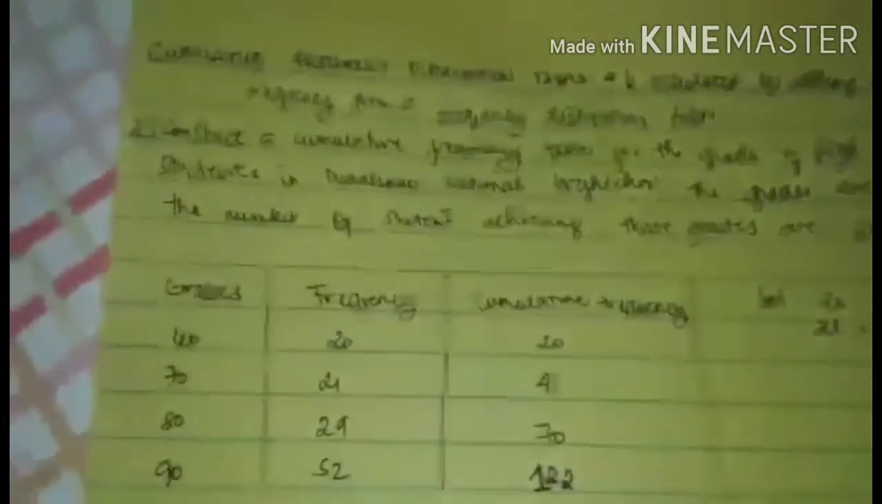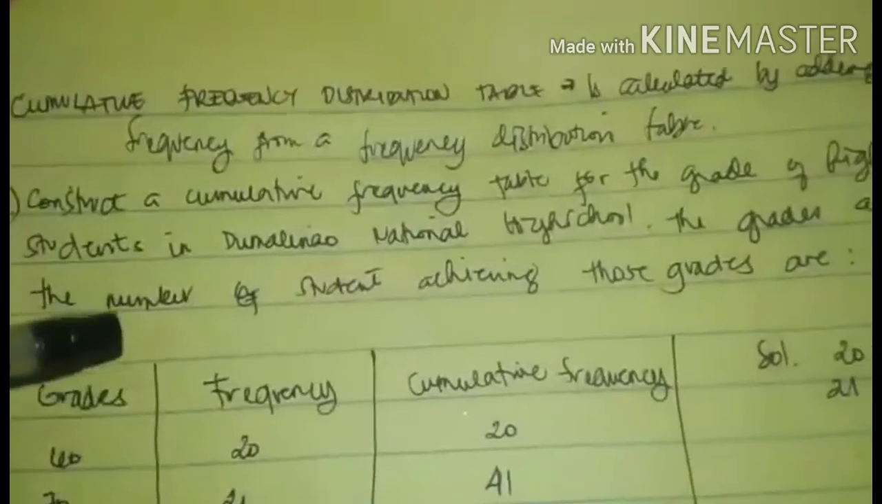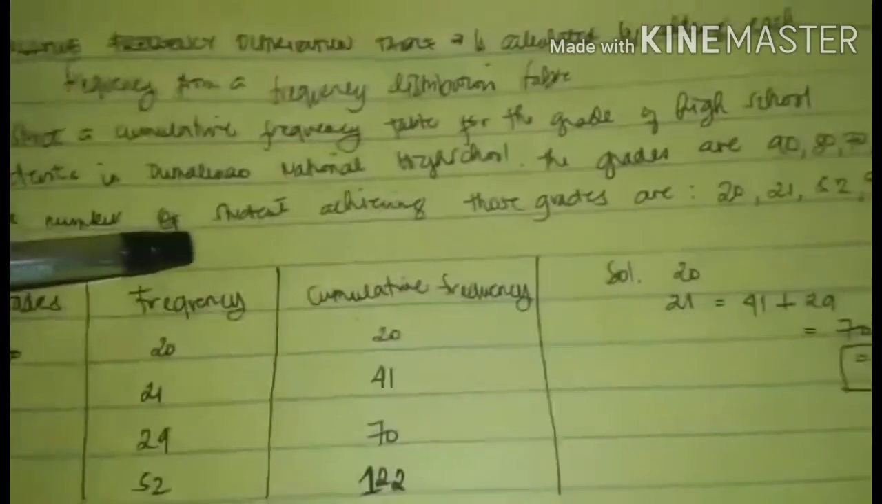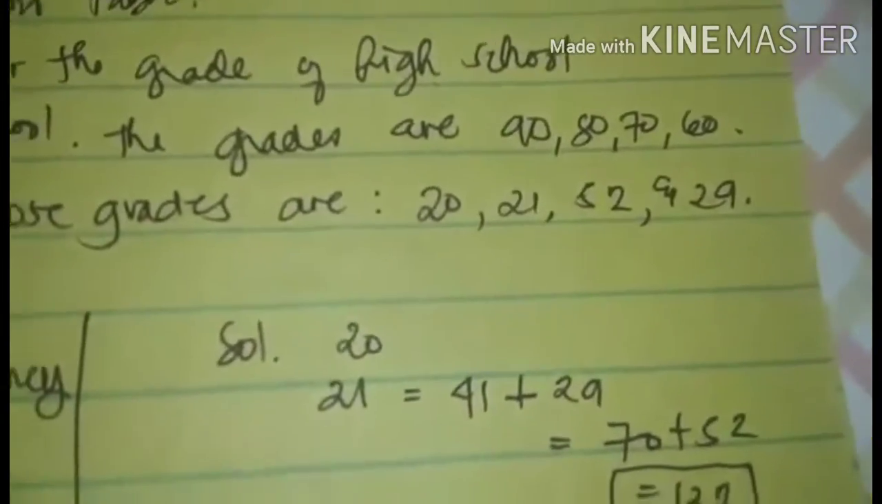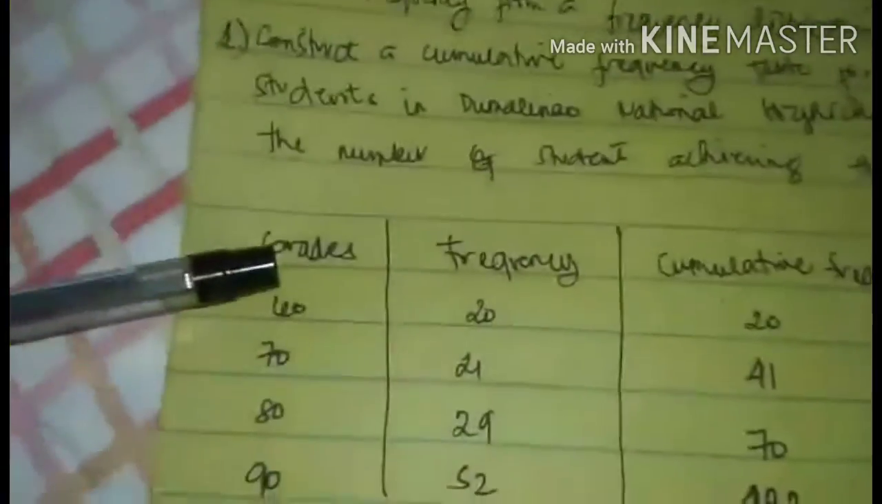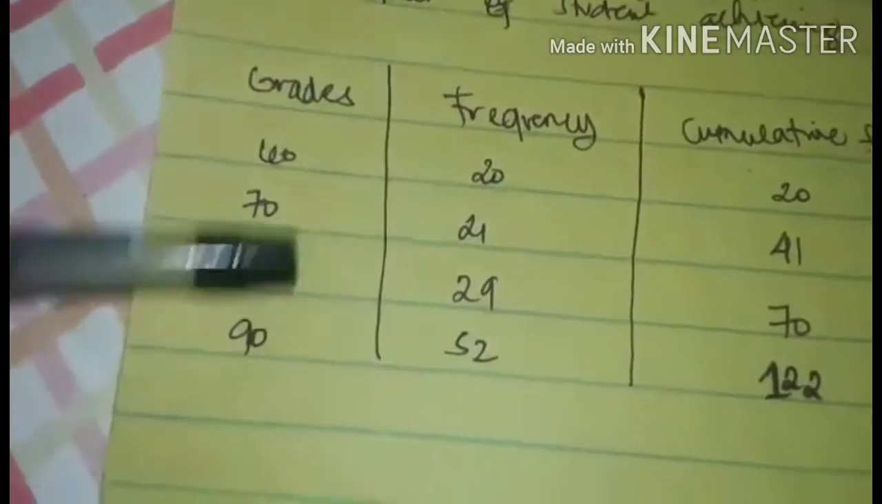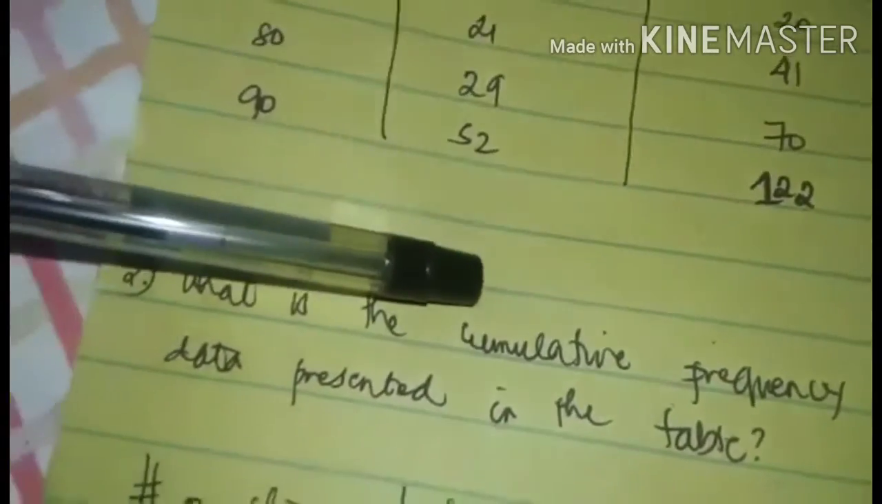So we have this example. Construct a cumulative frequency table for the grades of high school students in the Malinaw National High School. The grades are 90, 80, 70, 60. The number of students achieving those grades are 20, 21, 59, and 29. So we have here the grades and the frequencies.